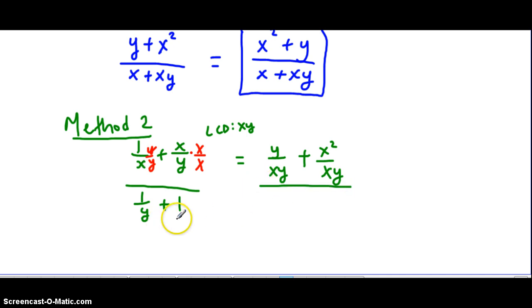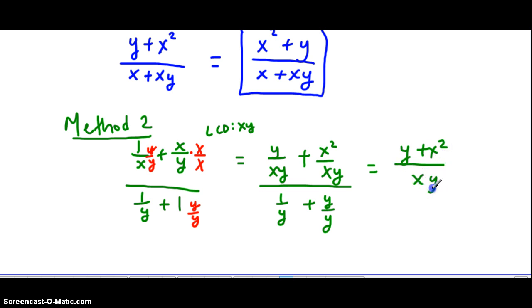Now for the denominator, our least common denominator would be y, and so the 1 would have to be multiplied by y over y, and that would have 1 over y plus y over y. Now we're going to go ahead and add our numerator, and we would have y plus x squared over xy, and add our denominator. So they have the same common denominator, so we're going to add the numerators. So that'd be 1 plus y over y.